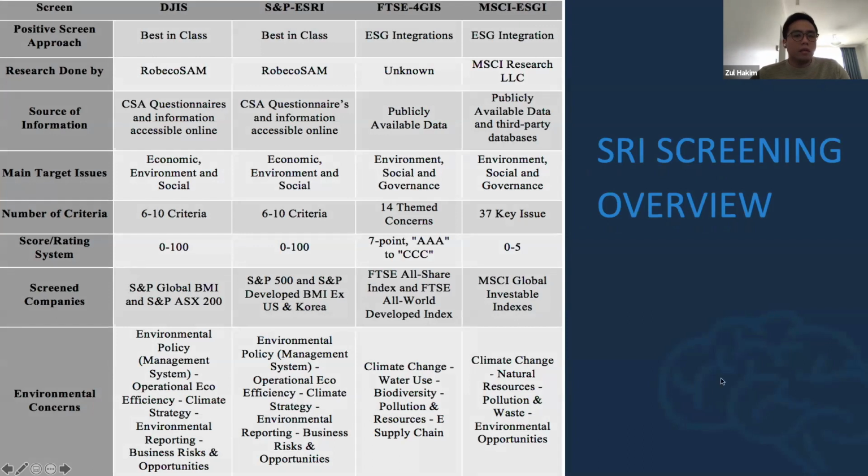So in summary, different SRI approaches and strategies are devised to target and measure different types of ESG risks that are unique to each industry. But they all share a common goal of integrating social and ethical criteria into an investment decision process.